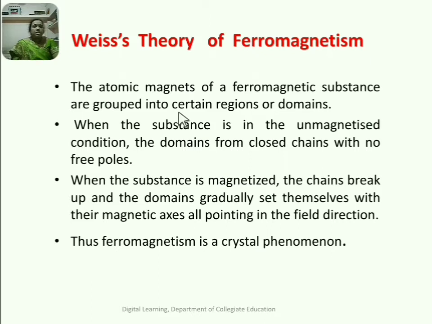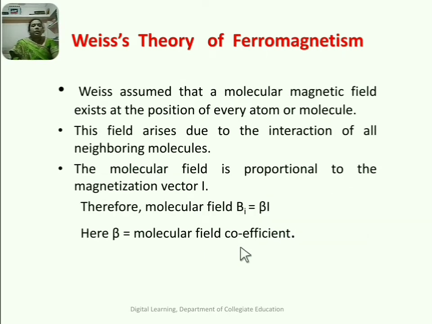When the substance is in the unmagnetized condition, what happens? These domains form closed chains with no free poles. But when the substance is in the magnetized condition, what happens? These chains break up and the domains gradually set themselves with their magnetic axes all pointing in the field direction. Thus, ferromagnetism is a crystal phenomenon.